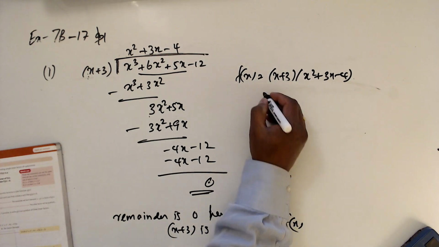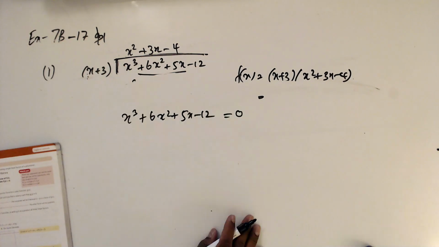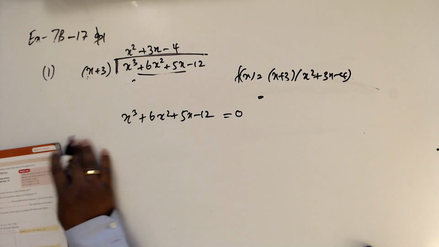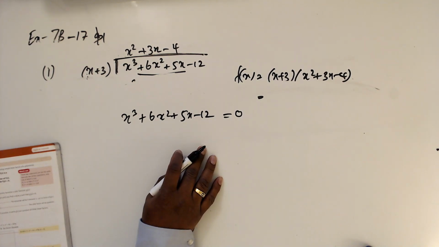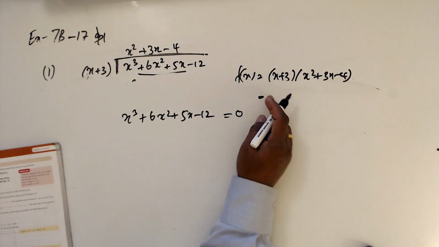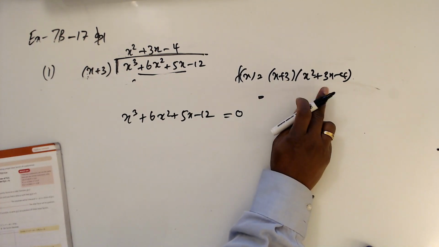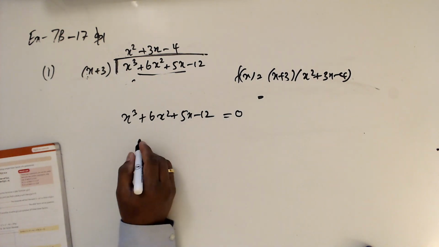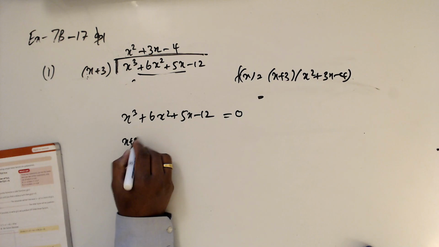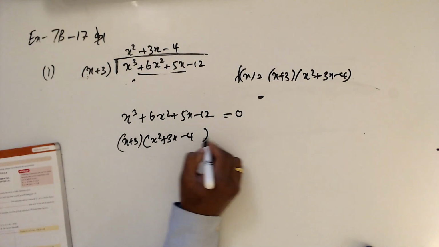Now the next part is we want to factorize this one. Then we know that x plus 3, we can write this one in terms of x plus 3 like this, and the quotient, because we already factorized it one step ahead. So I can write this one: x plus 3 times x square plus 3x minus 4 equals 0.